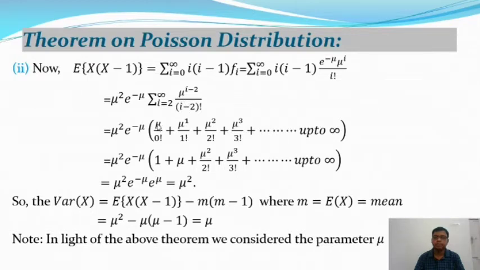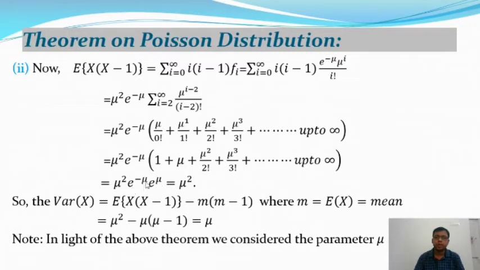we will get mu to the power 0 by 0 factorial, and if we put i equal to 3, then we will get mu to the power 1 by 1 factorial. If we put i equal to 4, then it will give mu square by 2 factorial, okay, so up to infinity. And after simplifying, we will get 1 plus mu by 1 factorial plus mu square by 2 factorial and up to infinity. And this is the exponential series, and it is equal to e to the power mu.